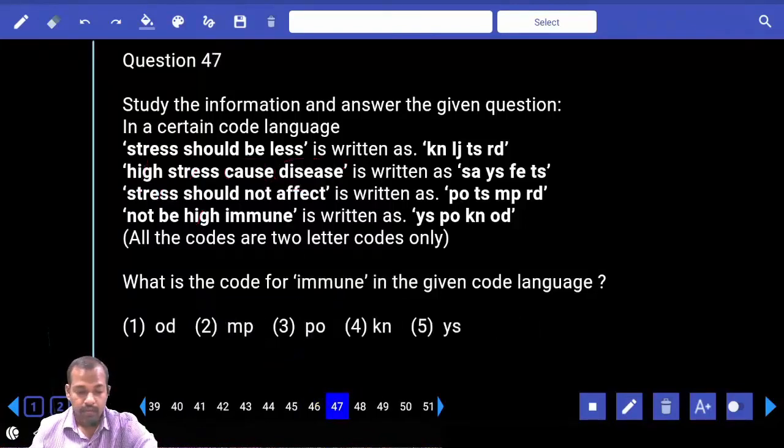Next one, what is the code for "immune" in the given code language? Now tell me, where can we see "immune" here? In the fourth line. Now tell me, is the word "immune" repeated in any other line here?